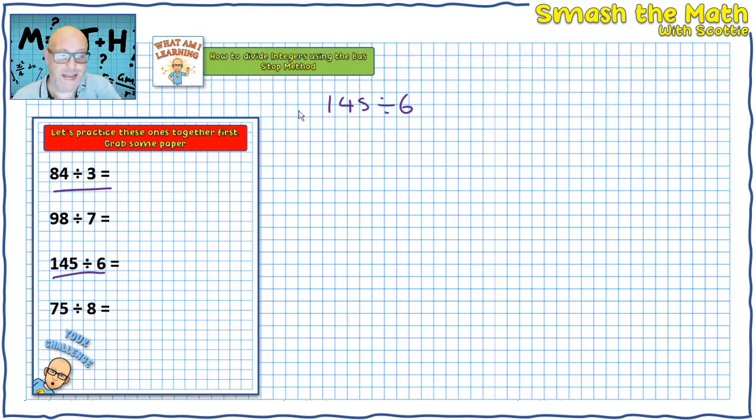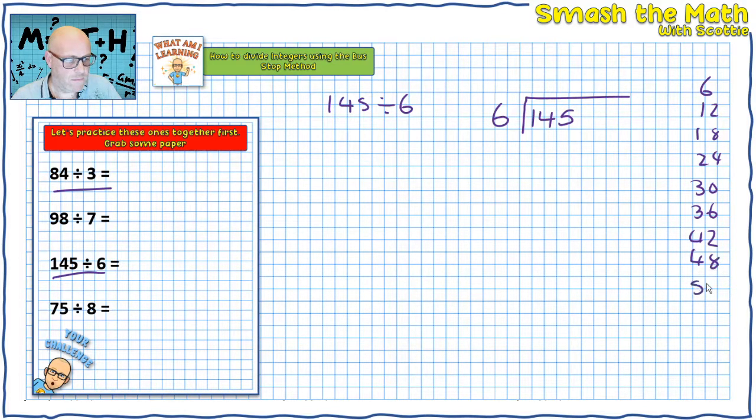145 divided by 6. So let's draw our bus stop. And 145 divided by 6. I could write my 6s down. Remember, if I'm not too good with my tables. Don't have to. Okay. So how many 6s are in 1? Well, there's none. And then we've still got our 1, so we're going to carry our 1. How many 6s are in 14? Well, there's 2. It goes up to 12. And then we've got remainder 2. Difference between 14 and 12 is 2.